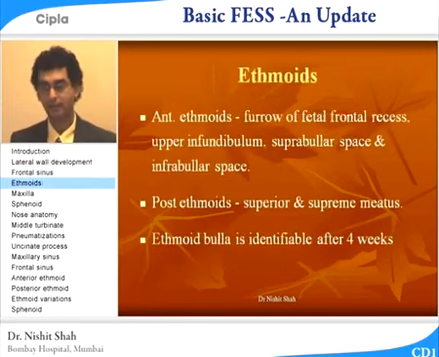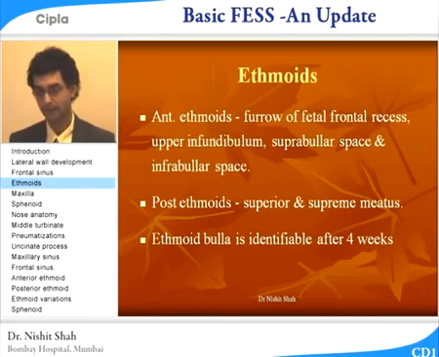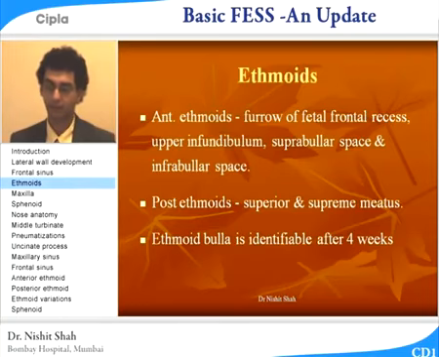When we talk of the anterior ethmoids, it develops from the same frontal recess furrow and includes the upper infundibulum, the suprabullar space and the infrabullar space. The posterior ethmoids will develop from the superior and the supreme meatus, and even after 4 weeks you have a definitely identifiable ethmoid bulla.